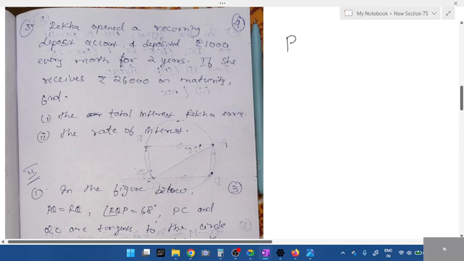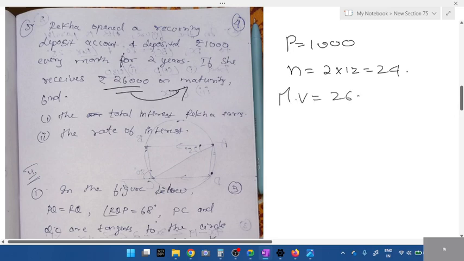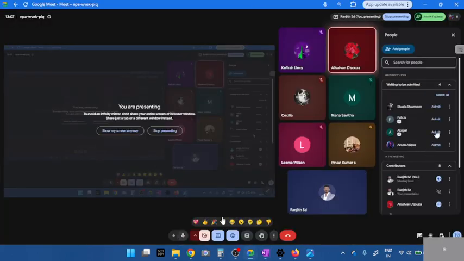Okay, what principal here? Principal is 1000. N is equal to, 2 years has how many months? 24. If she receives, what is maturity? 26,000. Maturity value is how much? Yeah, 26,000.